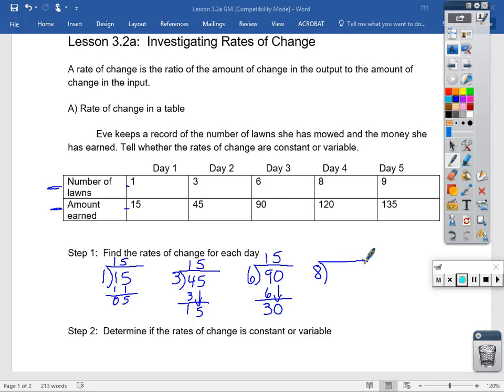Day 4, she mowed 8 lawns. I'm sorry, 8 lawns? Seriously? In one day? I could not mow 8 of my lawns in one day. That would just be too much. It takes me hours and hours to do it.